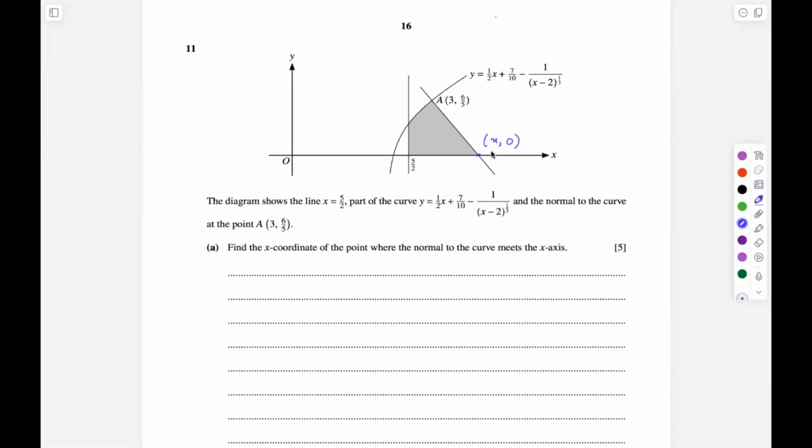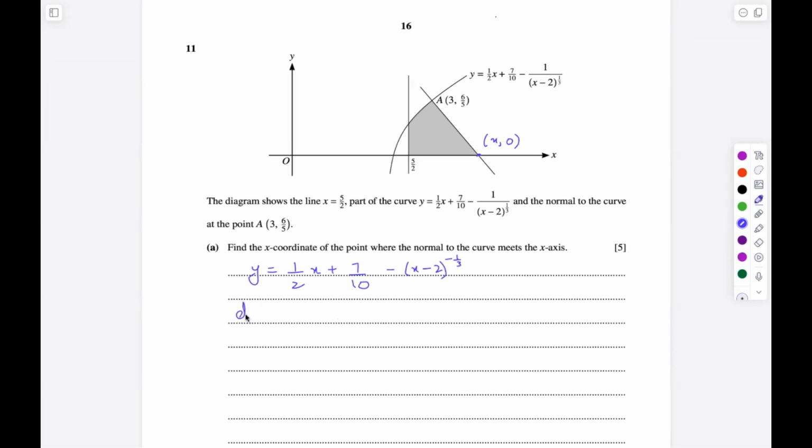To find the x-coordinate, we will first have to form an equation for the normal. Now, before we form the equation, we need to find the gradient. So first we'll find the dy dx of the expression. So initially we can write this expression as 1 upon 2x plus 7 upon 10 minus x minus 2 to the power minus 1 upon 3.